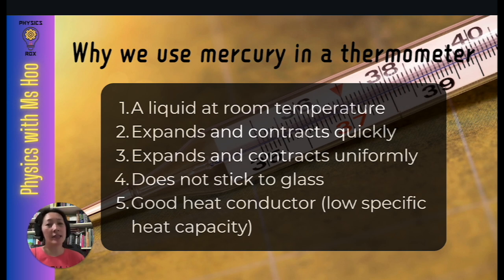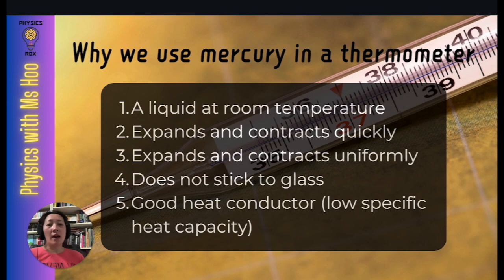Mercury also does not stick to glass. That means as the mercury changes volume, the mercury pulls away from the glass, enabling us to get a very clear view of where its current level is. If the liquid stuck to glass, then we might get the wrong information. The liquid may have actually gone down, but because it's stuck to the glass like water, we're reading the value at a higher position instead of the actual lower level.